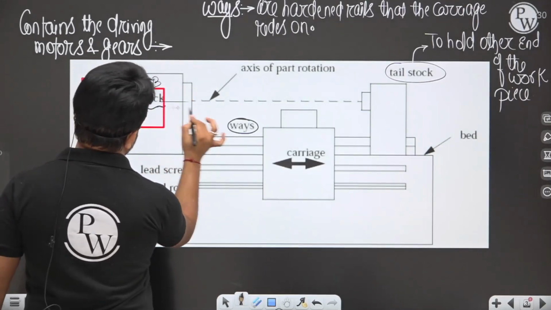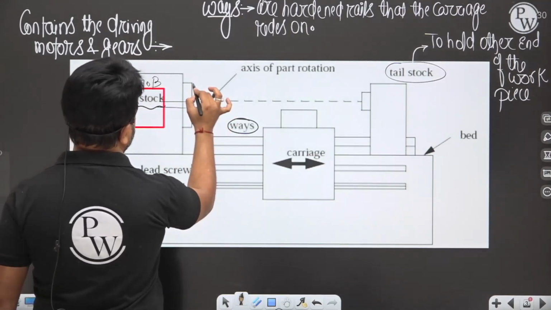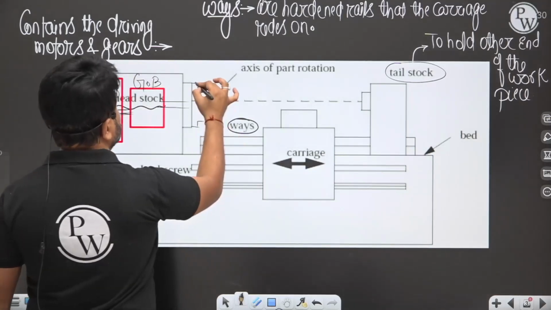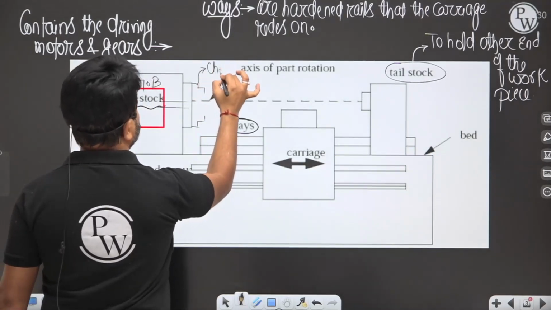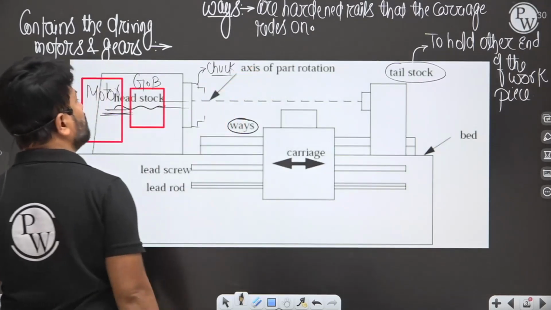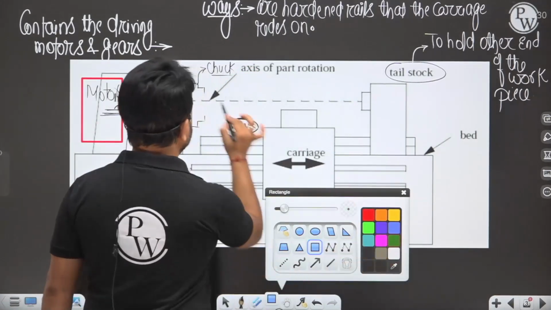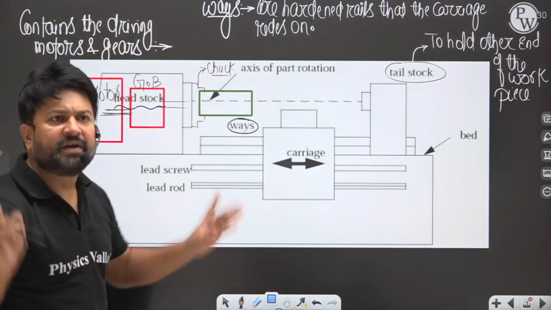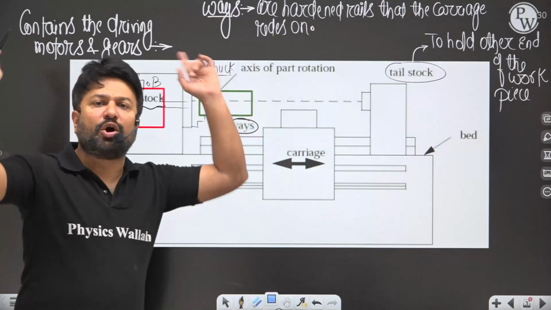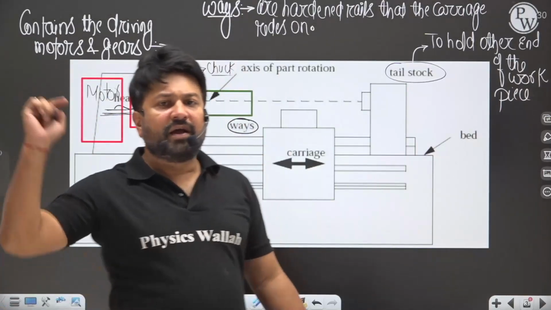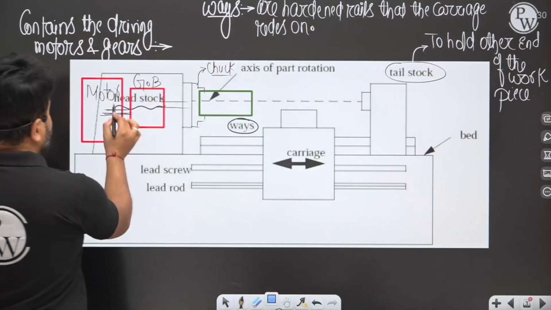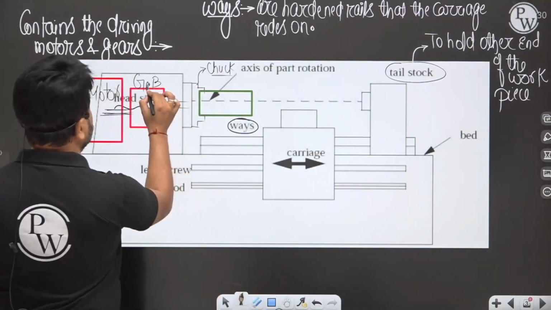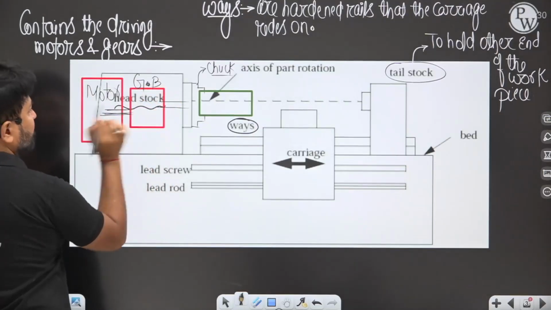The gearbox will deliver power to the work holding device, which is called a chuck, C-H-U-C-K. The chuck is used to hold the workpiece. This is your workpiece, which is held with the help of the chuck. A chuck may be a 3-jaw chuck or a 4-jaw chuck; we will discuss that later. Here, the motor delivers the power to the gearbox.